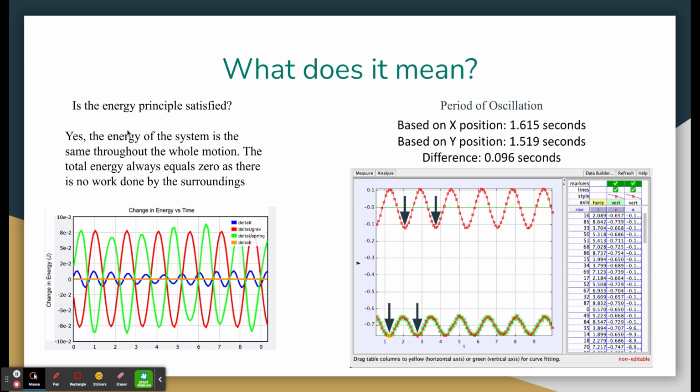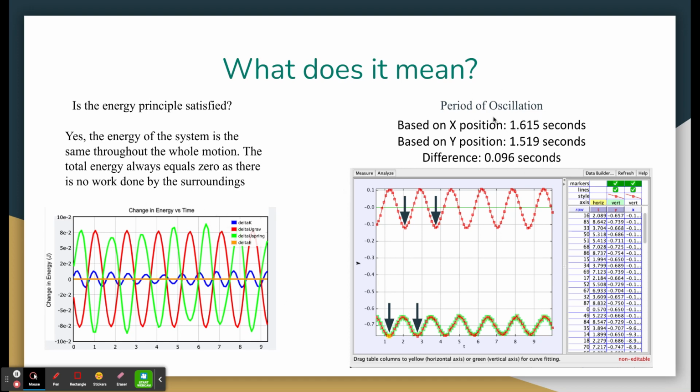Finally, we have what does it mean? Is the energy principle satisfied? Yes, the energy principle is satisfied because we see that the total energy is equal to zero, which means that the change of the energy of the system is equal to zero. This makes sense because we make sure that nothing else is outside of our system. Everything is inside our system. So the change of the total energy would be equal to zero because there is no work done by the surroundings.